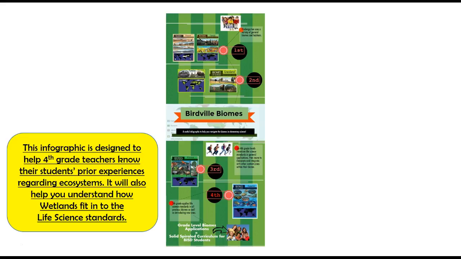Okay, so let's go back and look and see where 4th grade fits into this. As I mentioned, this infographic was really designed to help understand vertically how the different biomes relate to the alignment as students move through kindergarten all the way up to 5th grade. And in 4th grade, we take 2 6 weeks to look at the wetlands or freshwater aquatic biomes.